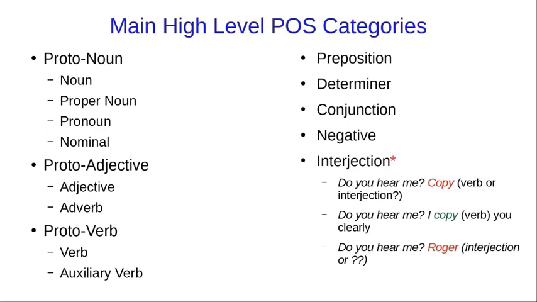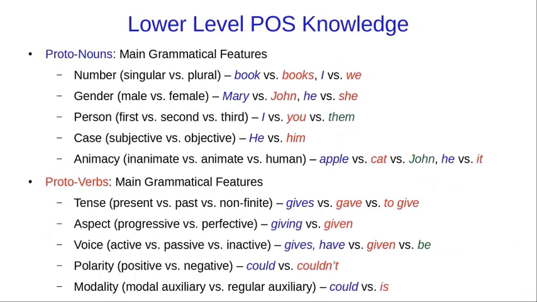Currently, we have a part of speech called interjection, but it's possible that this category is better represented as a grammatical function rather than a part of speech. So when you say, do you hear me? And the response is copy, is that a verb or an interjection? In do you hear me? I copy you. Clearly, copy is functioning like a verb, whereas in do you hear me, Roger, if Roger is not an interjection, then it is unclear what the part of speech of Roger should be.